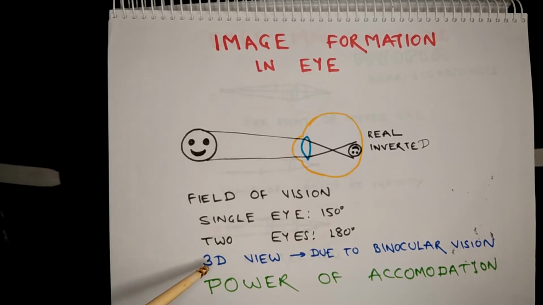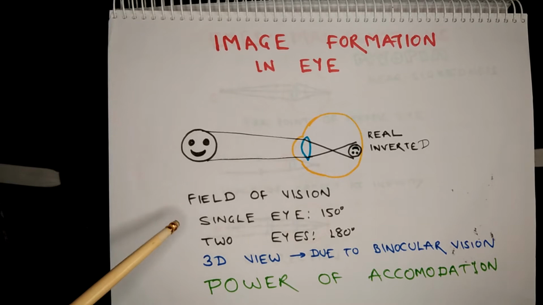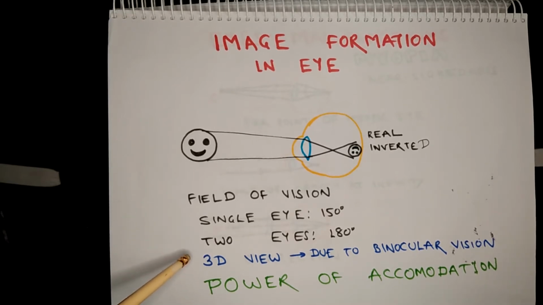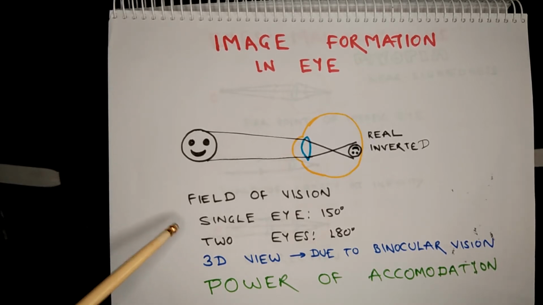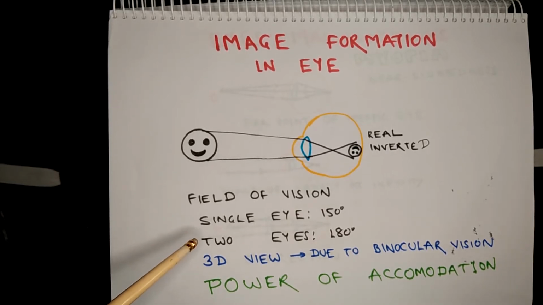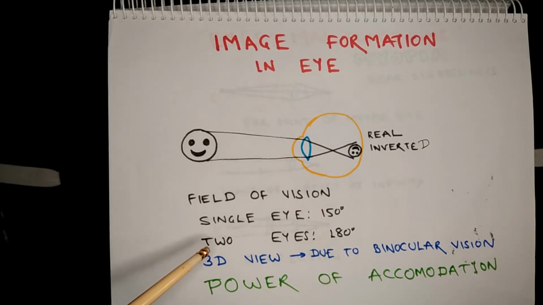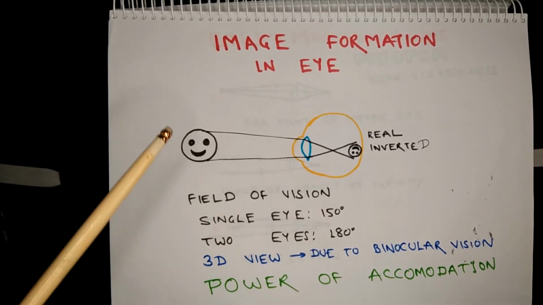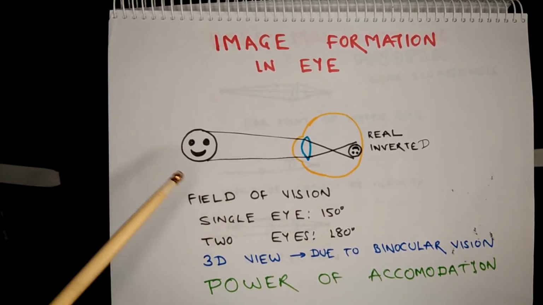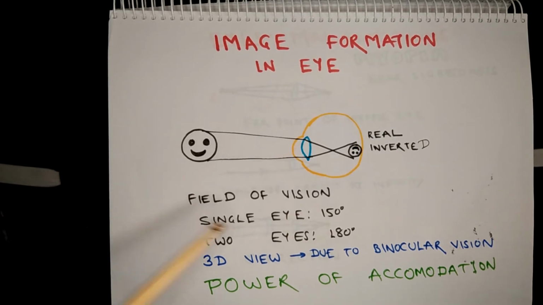Another advantage of two eyes is binocular vision. Since the position of the two eyes is different from each other, each eye sees an object from a different angle, and thus two images are formed in the brain, and the juxtaposition of these two images because of the different position of the eyes creates an illusion of a three-dimensional view of whatever we see in front of us.